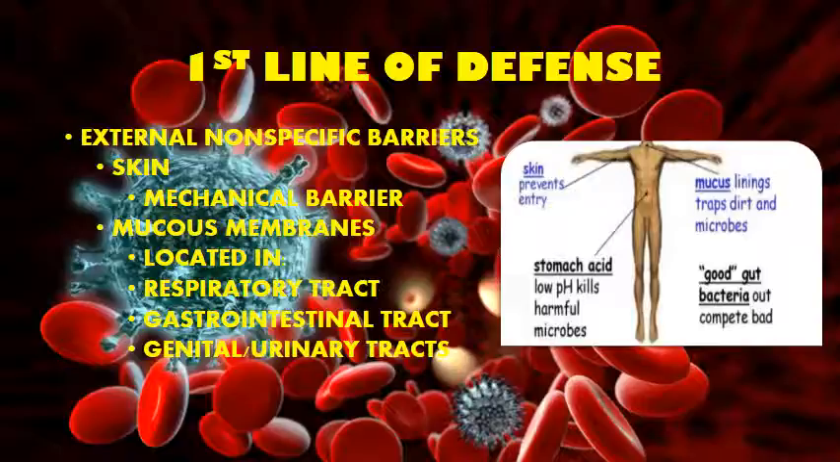Mucous membranes are located in your respiratory, gastrointestinal, and urogenital tracts. These mucous membranes produce mucus that traps pathogens. You then rid the mucus from your body through your nose or throat. Your gastrointestinal tract also produces hydrochloric acid, which is a strong acid that helps in destruction of pathogens.